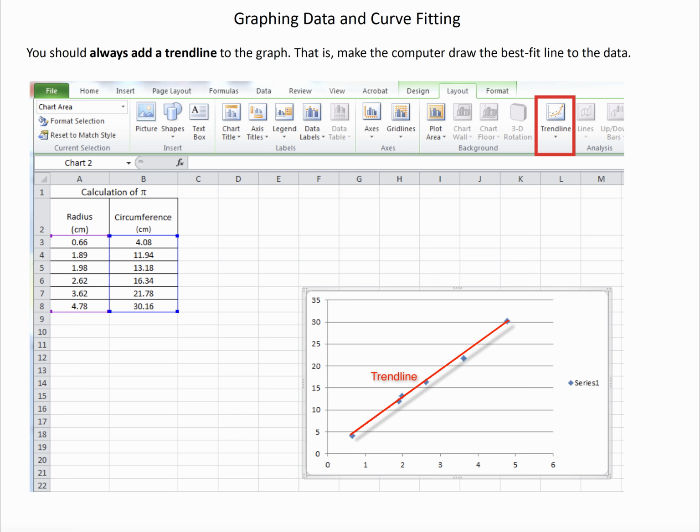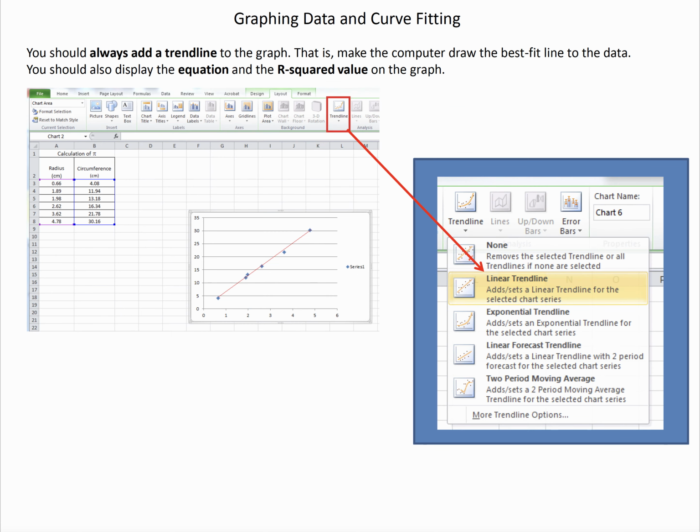As you can tell, there's going to be some amount of error there, and that is going to be calculated by Excel. Always add the trend line to the graph. That is, make the computer draw the best fit line for the data. You should also display the equation and the R-squared value on the graph. So you'll notice here you're going to select linear trend line. That's the only one we will ever use for this course.